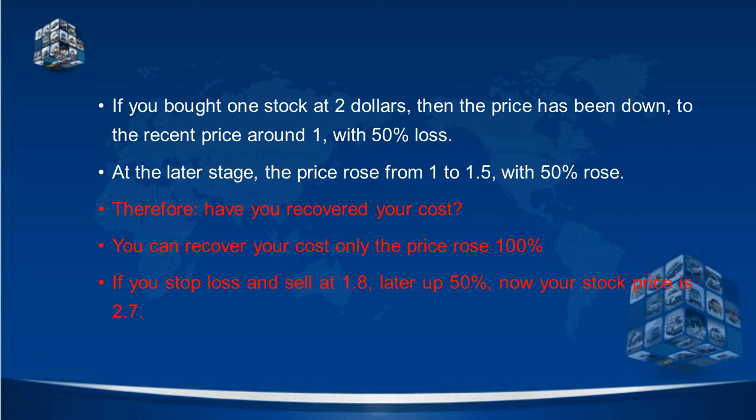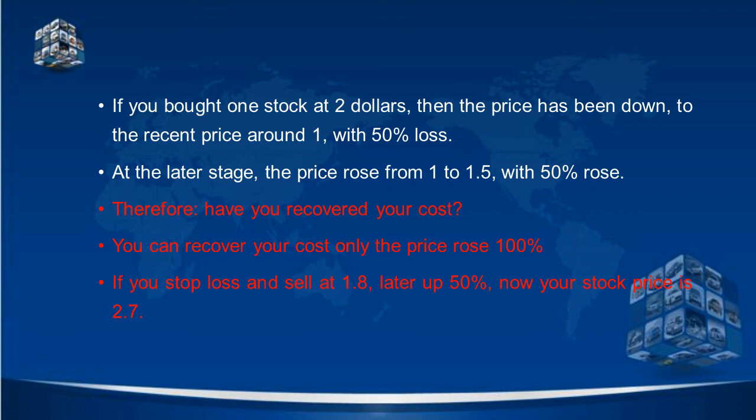So you will find that it's difficult to make money in the stock market, but losing money is so easy. Why? Because maybe you see here, if you buy at the price around 2, right, then the price drops to 1, you will lose half, 50%, right? But you can see, if the price goes from 1 to 1.5, how many? 50%. So can you see the difference? From this one, you will understand why it's difficult to make money.